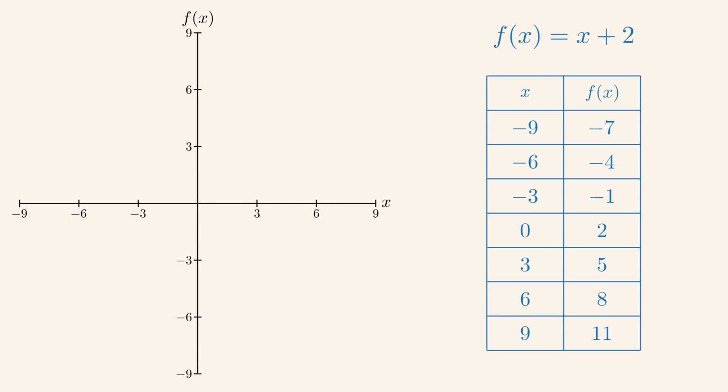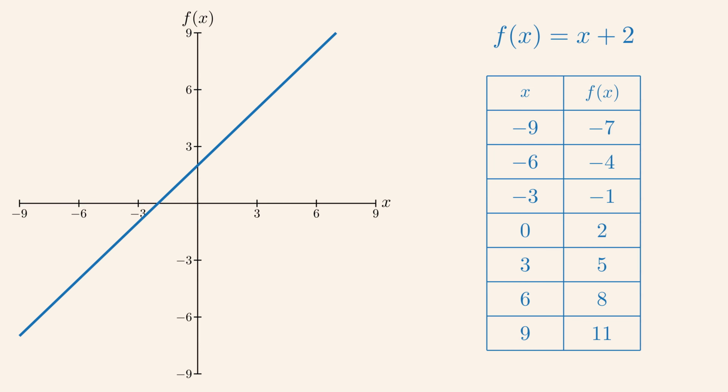Let's start with a simple function. f of x is x plus 2. This means that whatever value x has, f of x is always 2 more than that. So for each value in the x column, we add 2 to find the corresponding value of f of x. Once the table is complete, we can plot each point from the table onto the graph on the left. Then, by joining these points, we can get a sketch of the function.